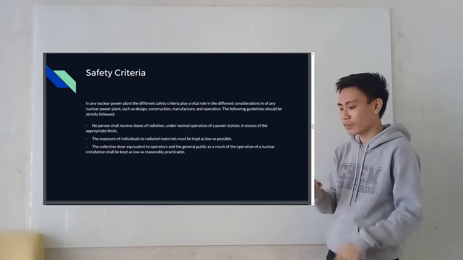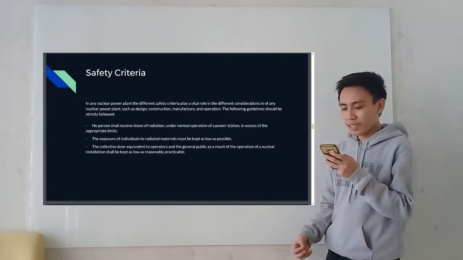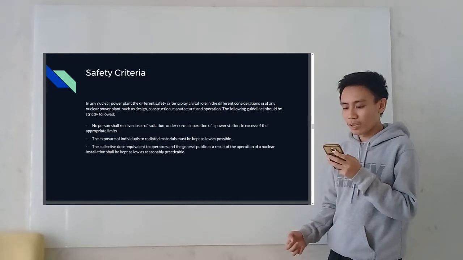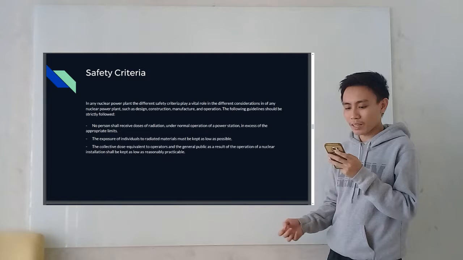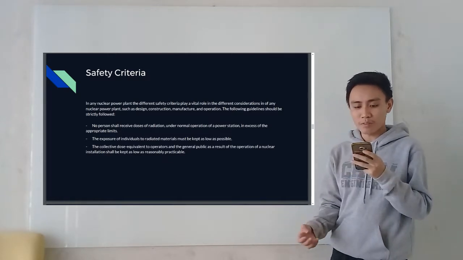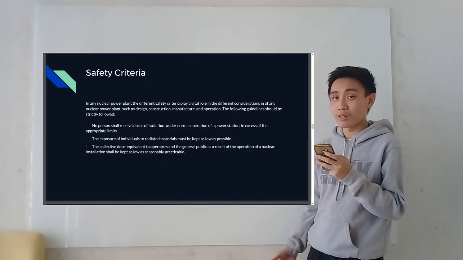So now for the safety criteria. In any nuclear power plant, the different safety criteria play a vital role in considerations such as design, construction, manufacture, and operation. The following guidelines should be strictly followed.